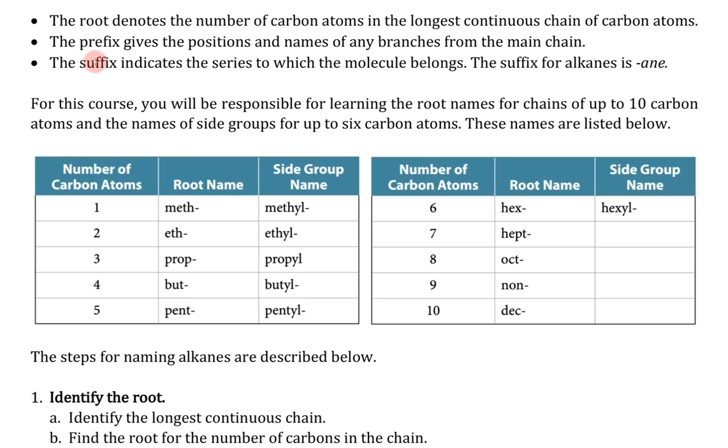This lesson is all about naming alkanes, and the suffix for alkanes is "ane". This means that any of the molecules we're going to be naming in today's lesson all end with "ane" because they're all alkanes.